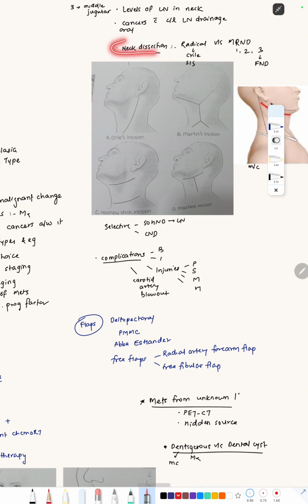Now when we talk about neck dissection, these are the different approaches. So over here there is a Crile's incision.